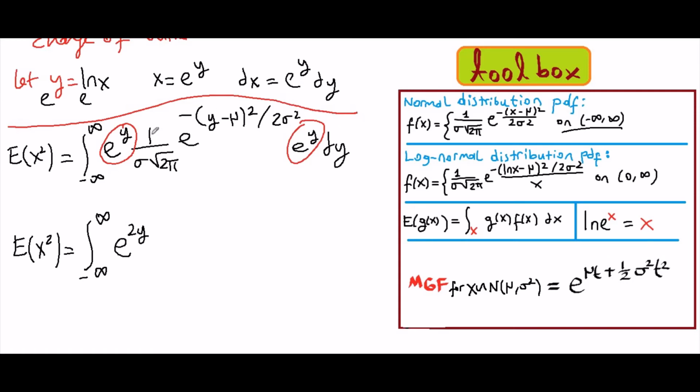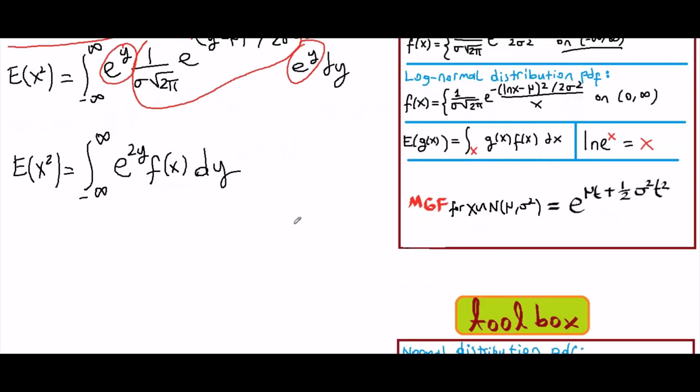And the rest here is identical with the PDF of normal distribution, where x is with the parameters of mu comma sigma squared. So we can use f of x here instead of that integrand, where x is normally distributed with the parameters mu comma sigma squared. Here we're going to use the definition of expectation of a function again. This is our g of x, and this is our f of x. So that is equal to expectation of g of x.